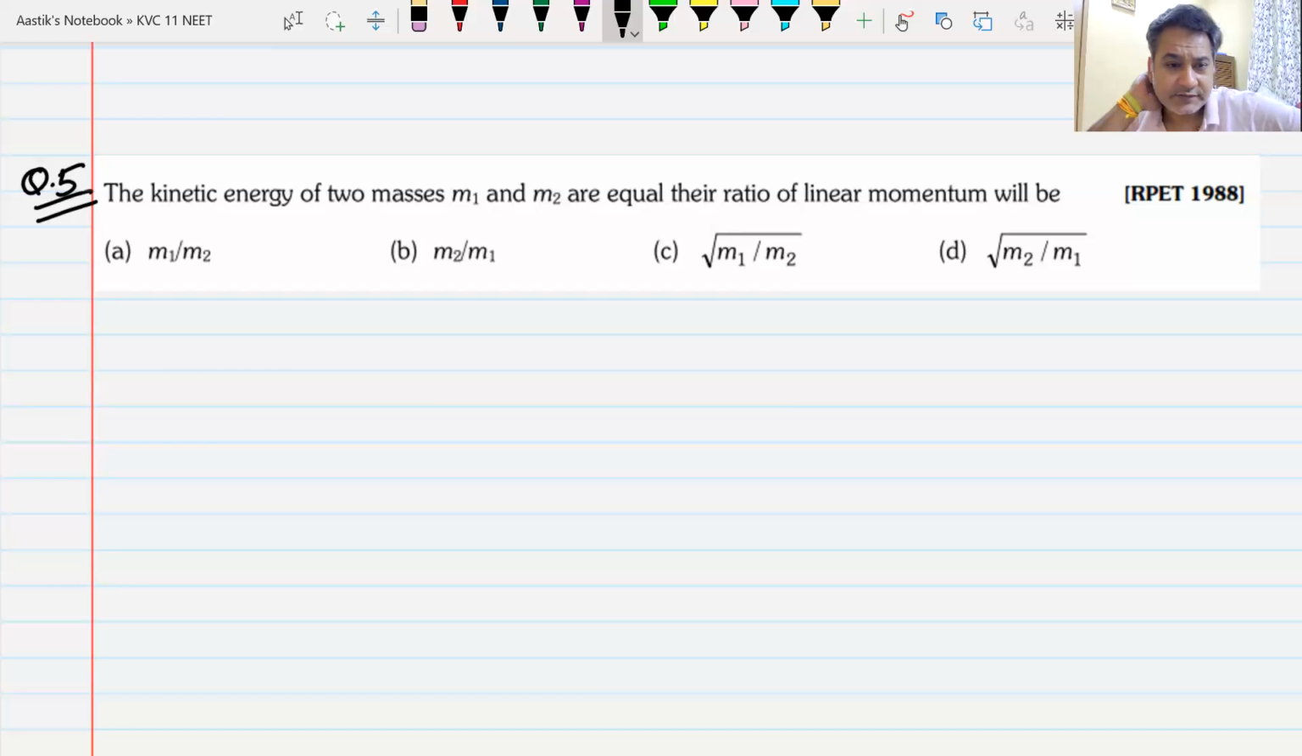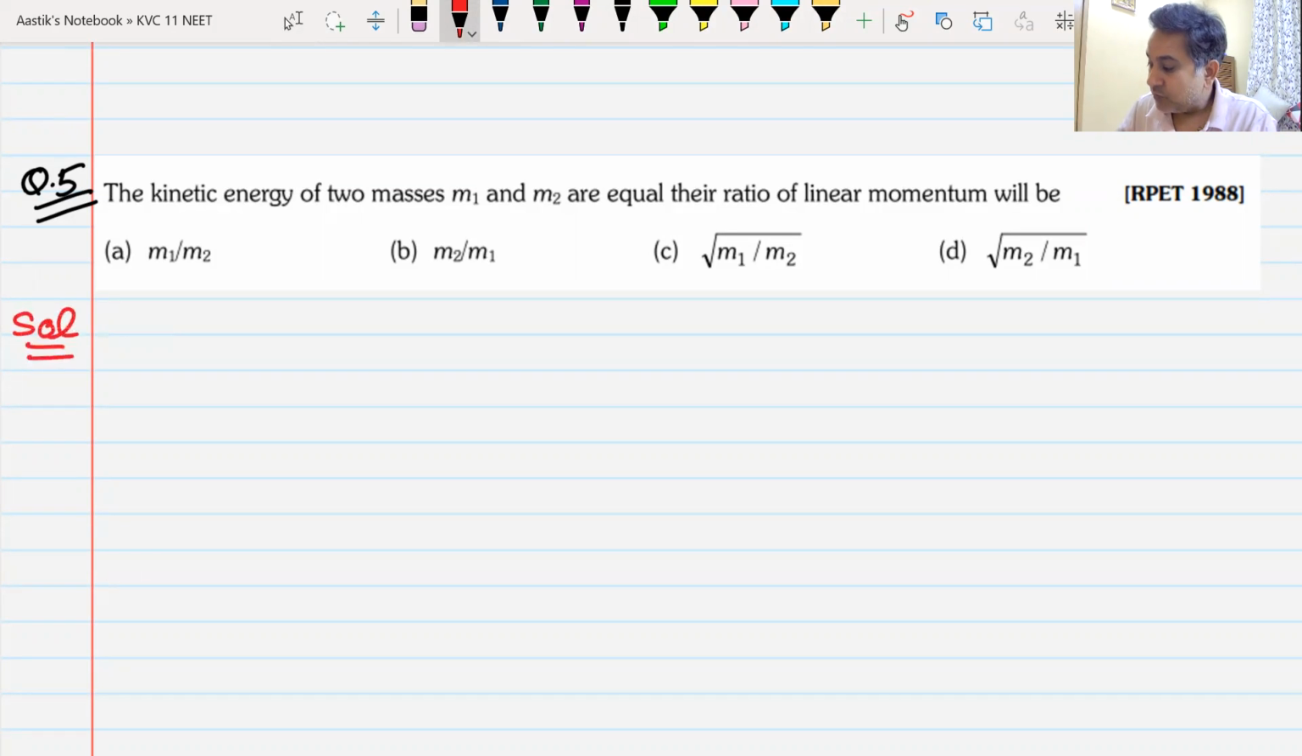Yes, anyone with an answer? Option B, sir. Option B, sir, is not correct. Okay. So, before going any further, whatever questions we are doing, we are noting some important points in that question. What is the important point here?